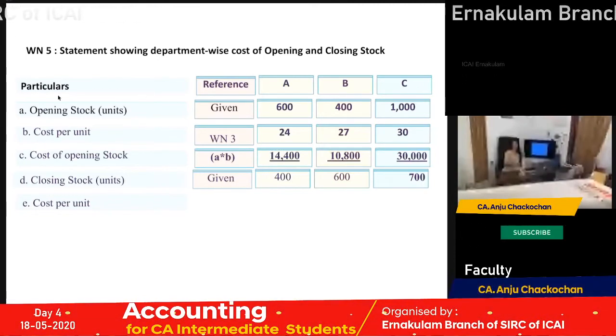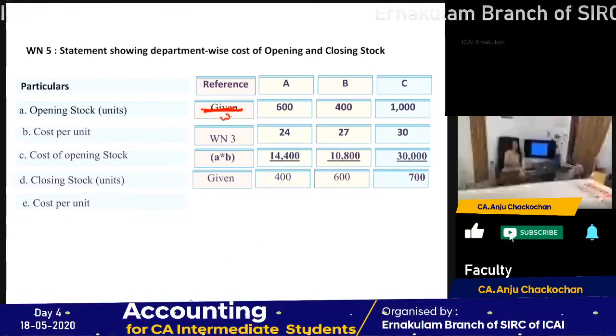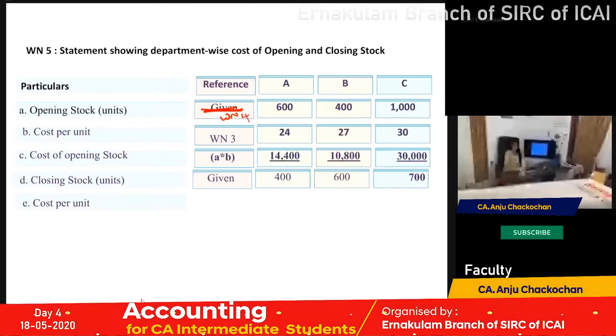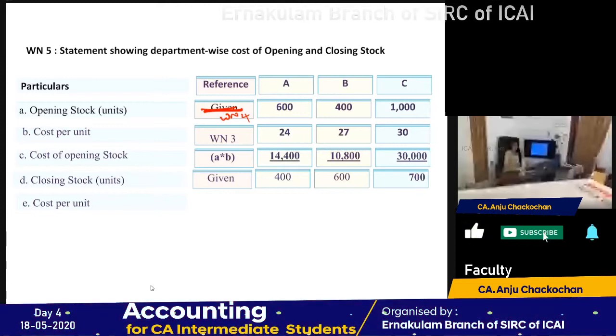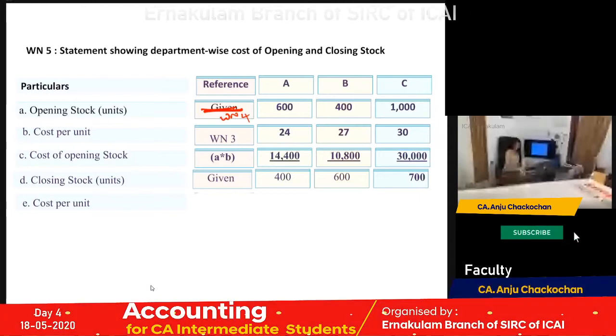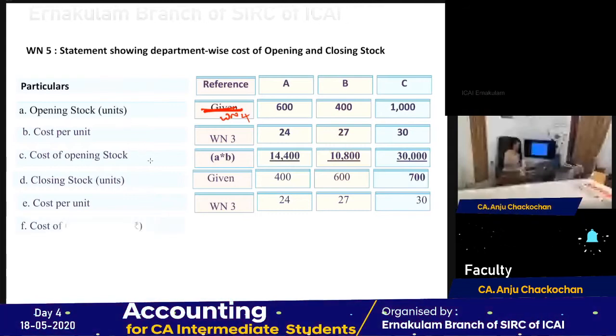And listen, here in the opening stock, it is actually not given. You have to give the working note reference as 4. Okay, give the working note reference as 4. It is not given. Just in the previous working note, we computed. So you will have to give the working note reference number. And once you're done, give me the answer for that. Everyone? Yes. Very simple, right?